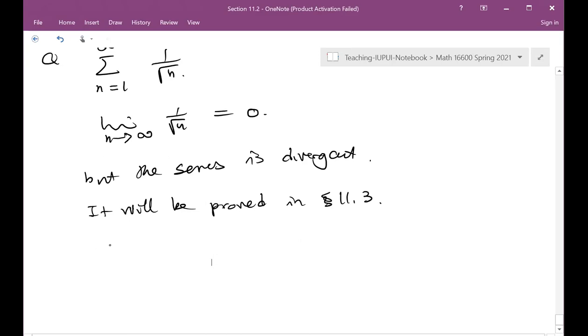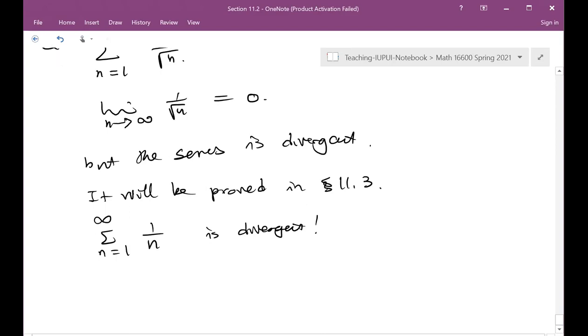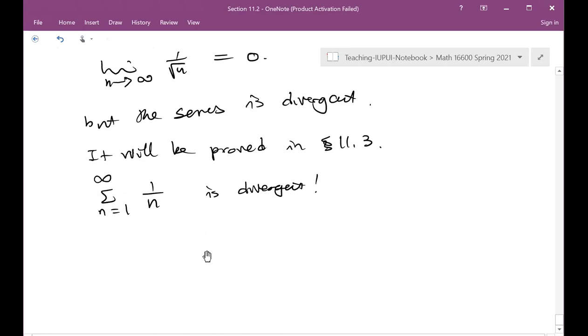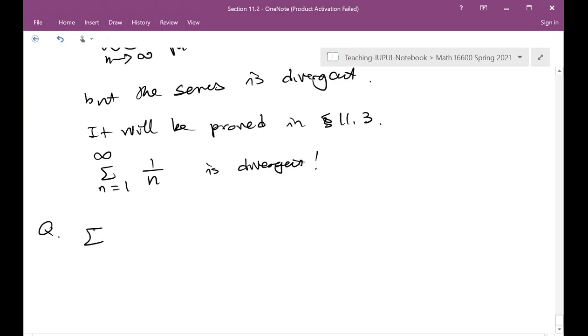And even this one, this one is divergent. Even this one is divergent. And 1 over n, why is it divergent? This one is a little bit easier to prove, but we had better reserve this problem for the next section. So now I'm going to look at the following problem.